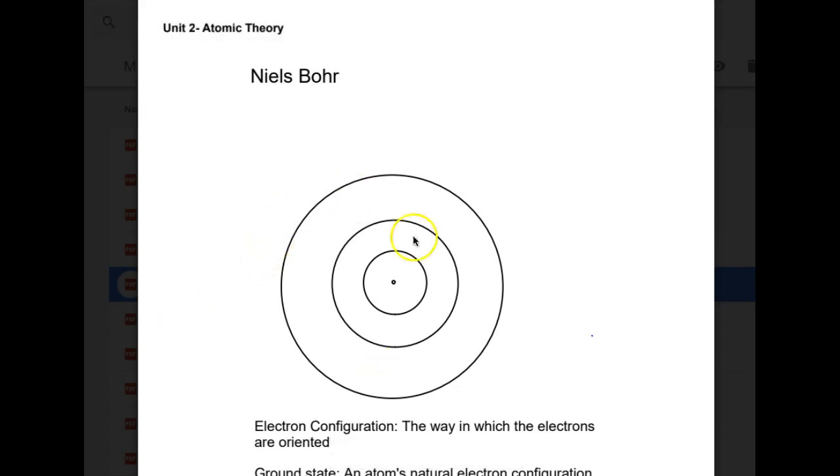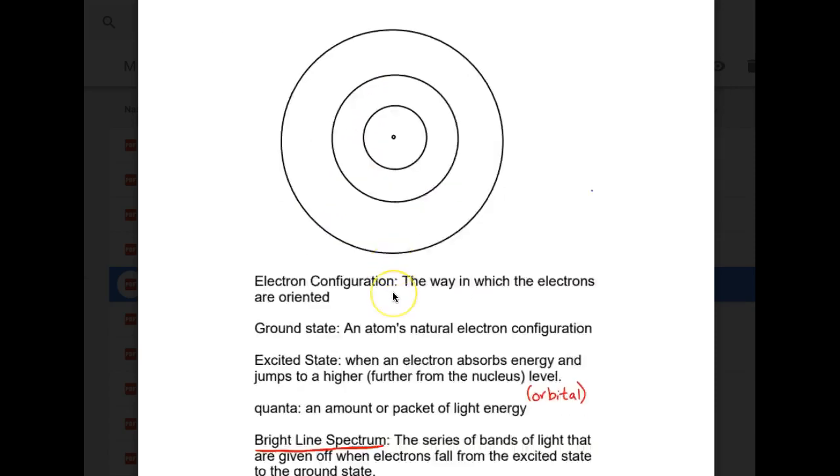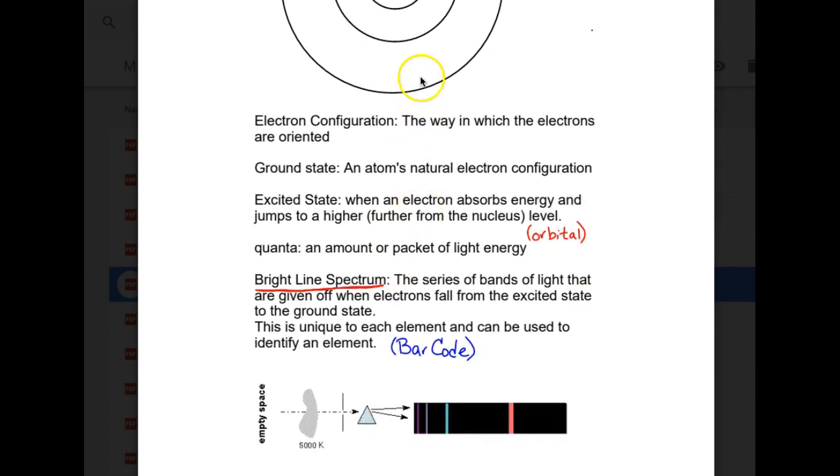A little more on Bohr. I know, very corny. Anyway, here is the diagram with those orbitals. Remember that the electron configuration tells us where the electrons are within the atom, how they are oriented. The ground state is the regular configuration where electrons are in the lowest possible orbital that they can possibly be in, so the lowest energy level. The excited state is when they jump up.